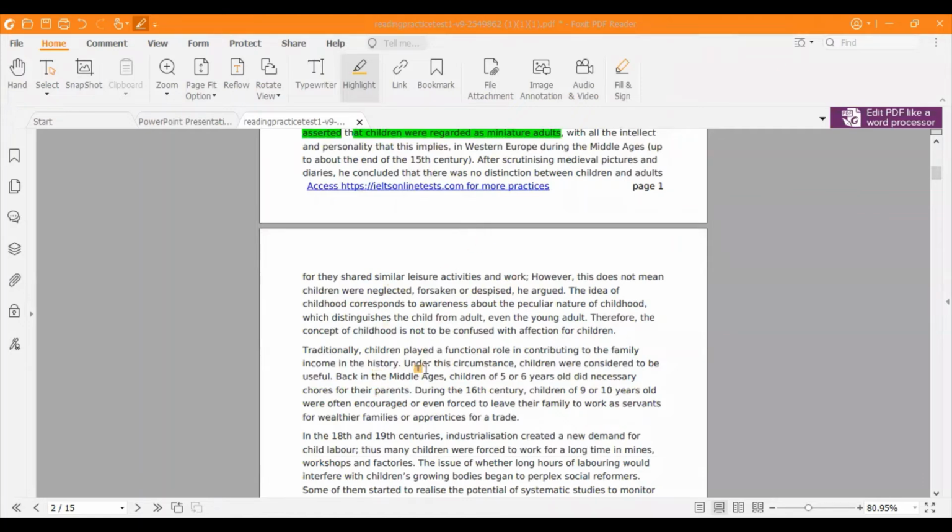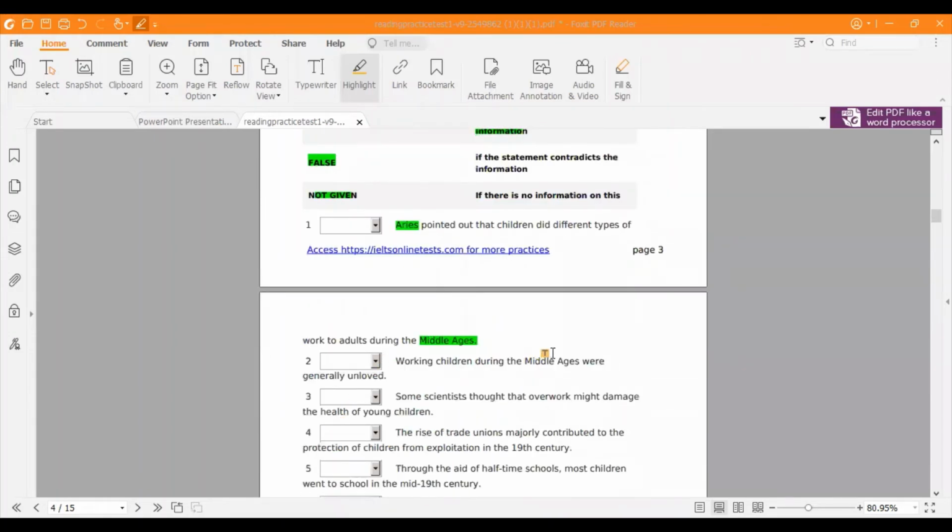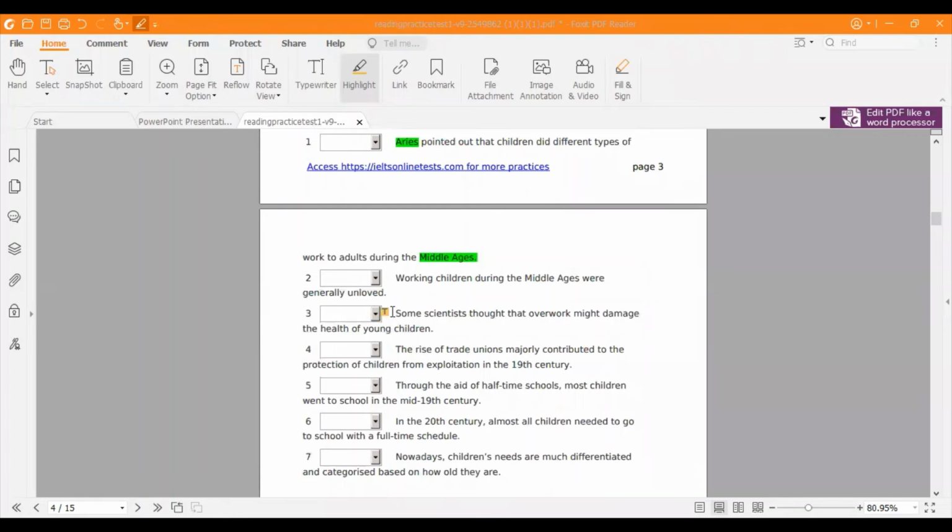This is also the idea. If you want to make sure, also here, like the family income in the history, children played a functional role in contributing to the family income. It means the children actually used to work, and that was normal. Okay, so this is what I mean. So actually it is false. This one also is false. Now let's go to number 3.